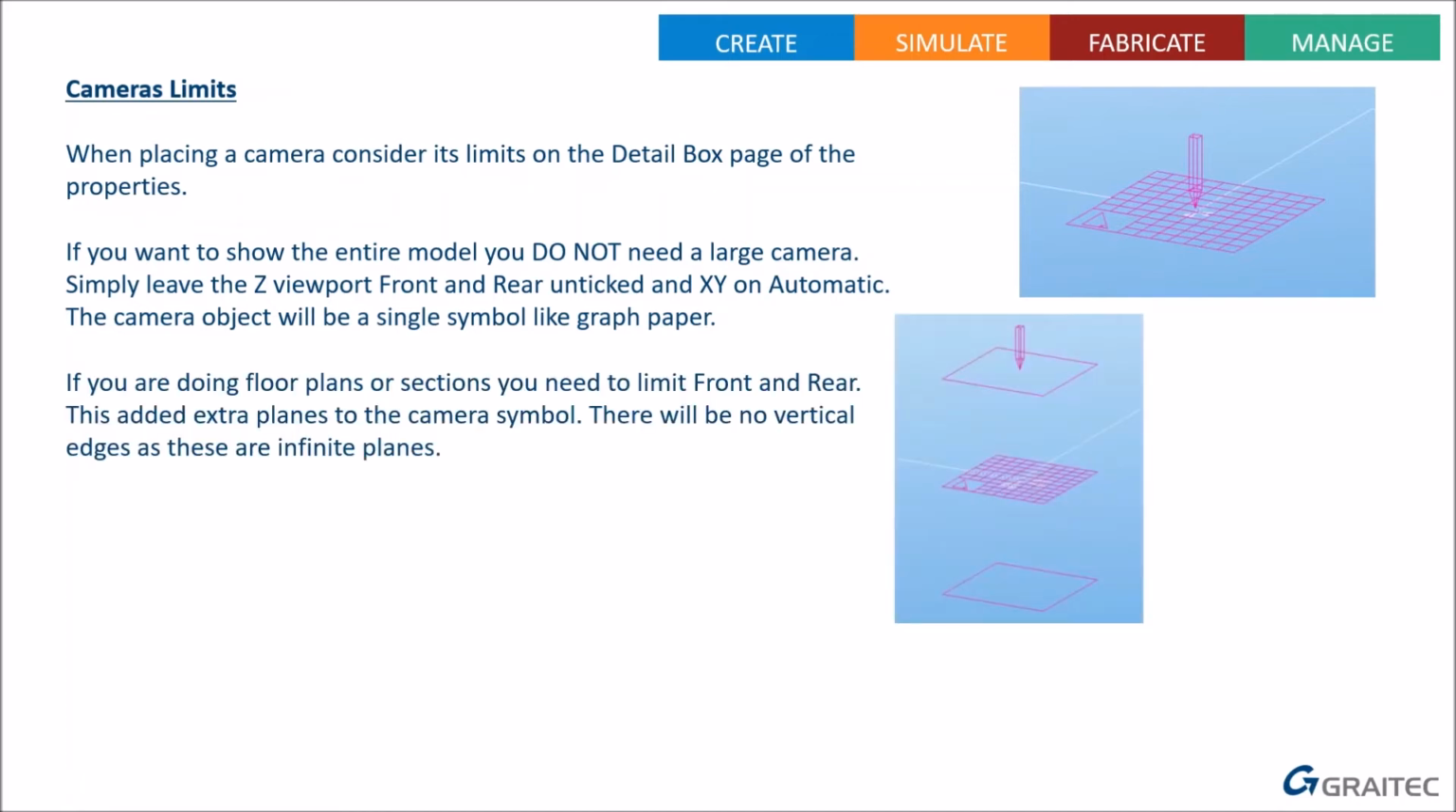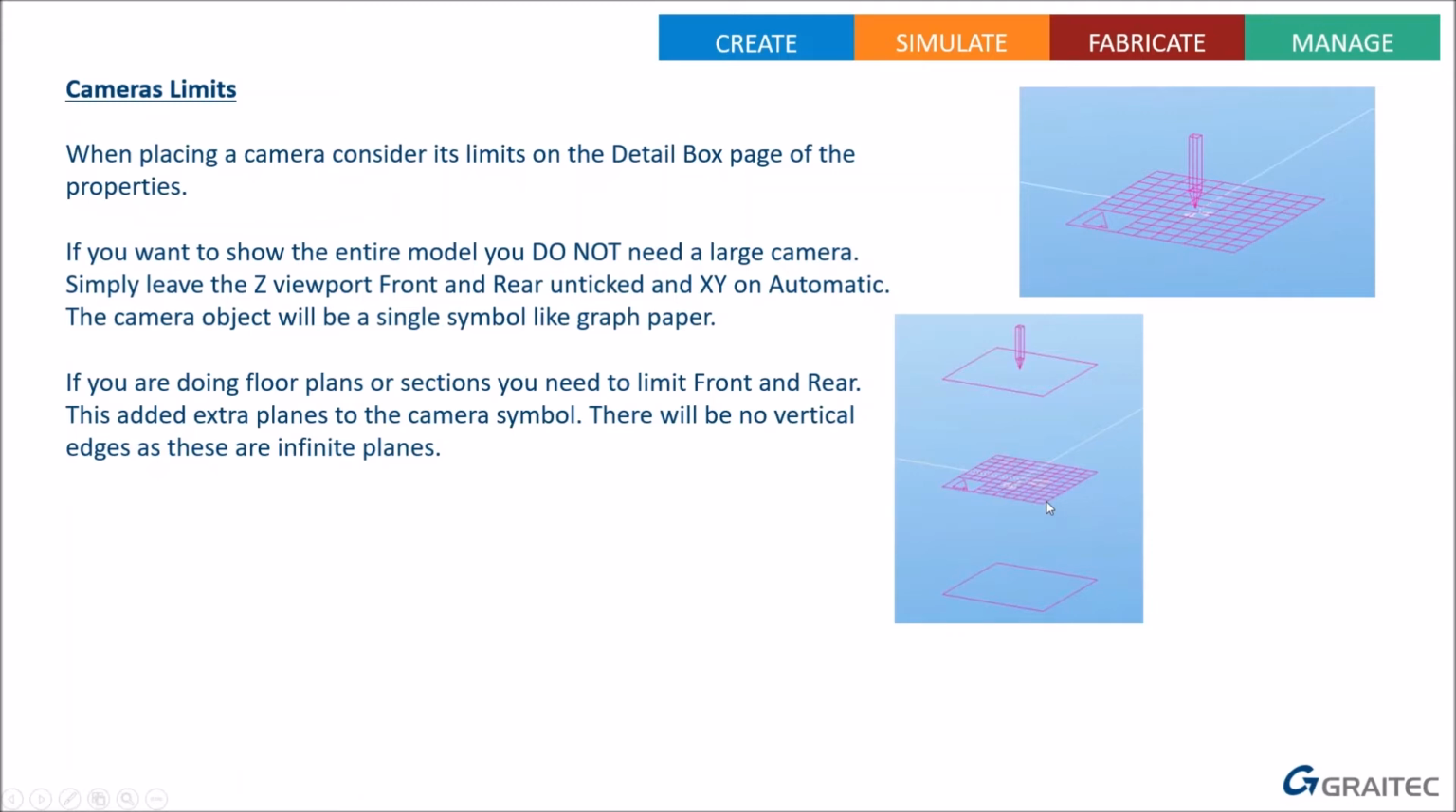But if you're doing floor plans or sections on grid lines or anything else, you're going to want to limit the front and back of that view. So you're going to tick front and rear and set the depths as you want. And as you set the depths, you will see extra planes appear on your symbol. And these planes show the limits. So only what's between those two planes will show on the drawing. But notice there's no vertical edges, so they're still infinite in the X and Y direction.